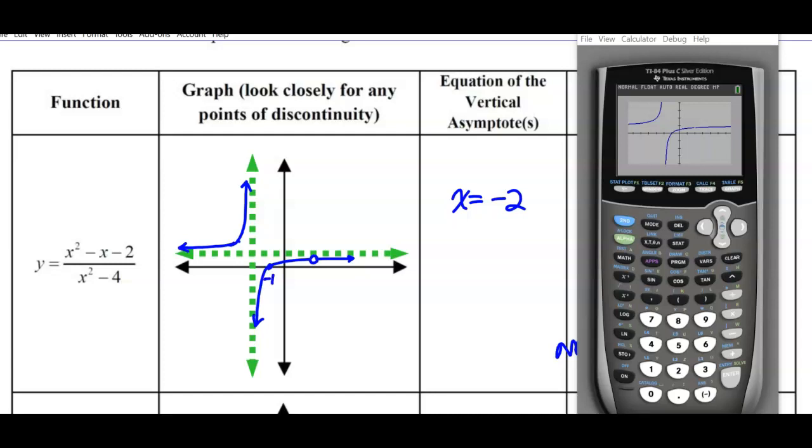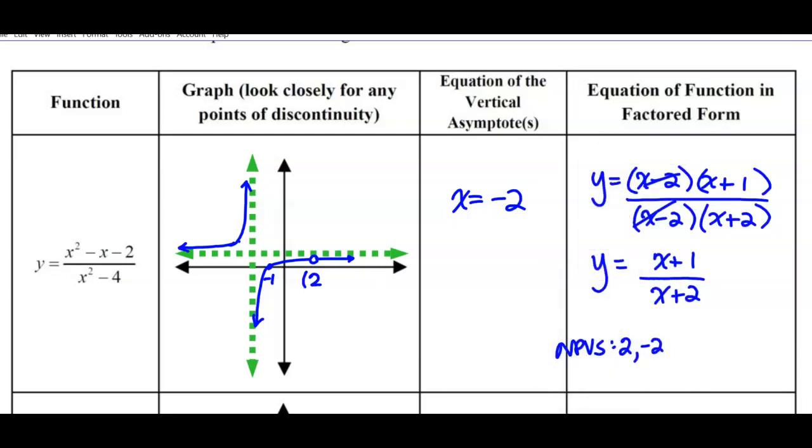Remember, this x-intercept was -1. This point here is going to be at x equals 2. How did I get the y value? I put x equals 2 into this simplified form. So 2 plus 1 is 3, 2 plus 2 is 4, so that's going to be 3/4. So the point of discontinuity is at (2, 3/4).